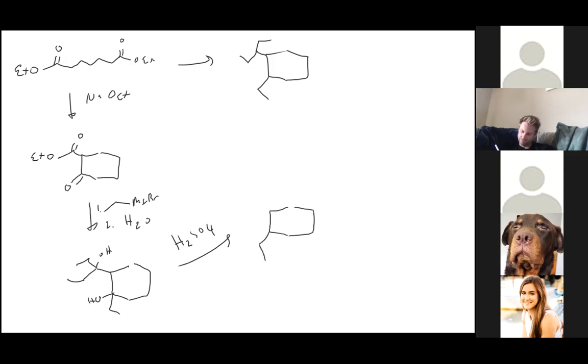I'm going to put them in some spots they could go. And then H2 is going to get rid of all of them. Okay, so that's a few examples of synthesis problems.